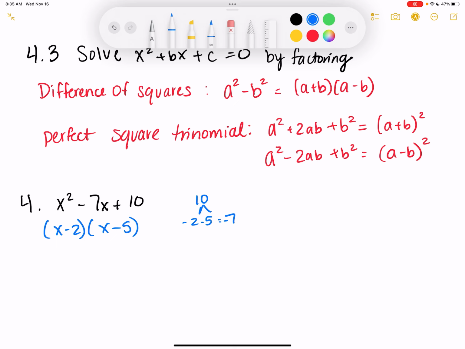So if we were to check it, we have x times x, which is x squared, x times -5, which is -5x, -2 times x is -2x, -2 times -5 is positive 10, so combine like terms, x squared minus 7x plus 10, so we know that we did it right. I may not check them all when we do examples because it just takes time, but I would highly suggest that you check them. I also have the answers in front of me, so I'll know if it's right or wrong.